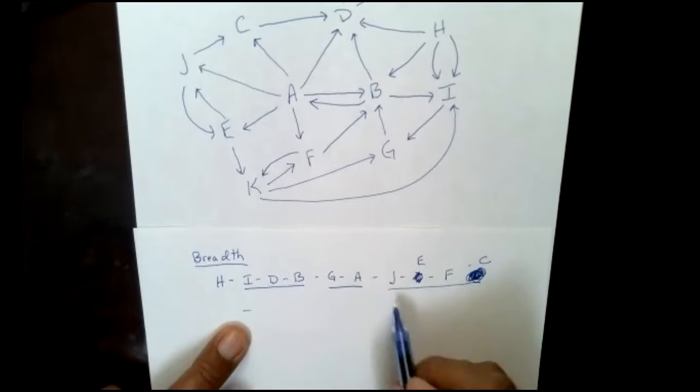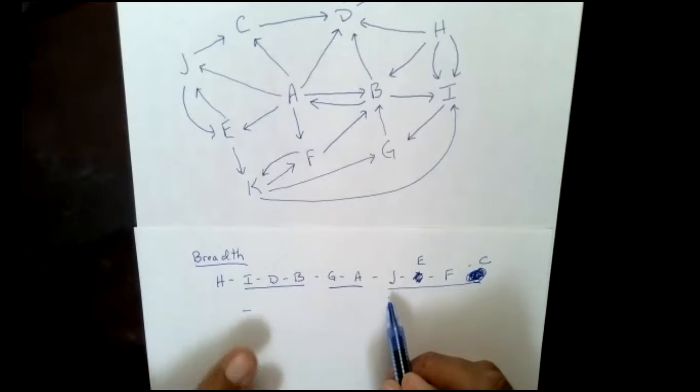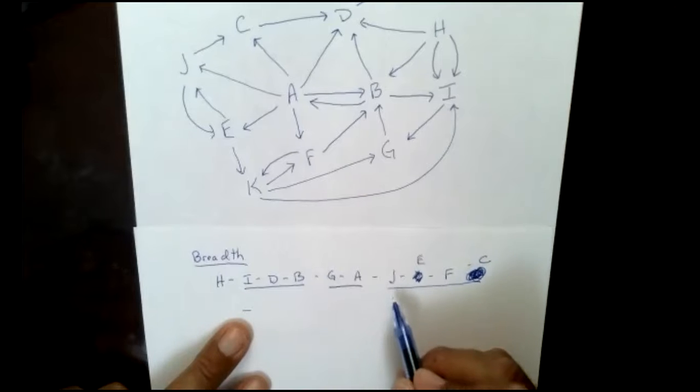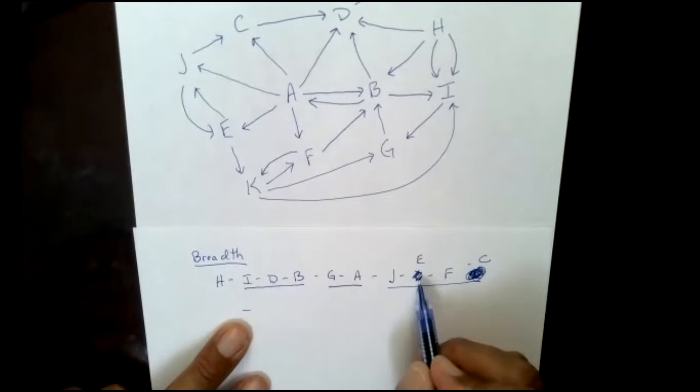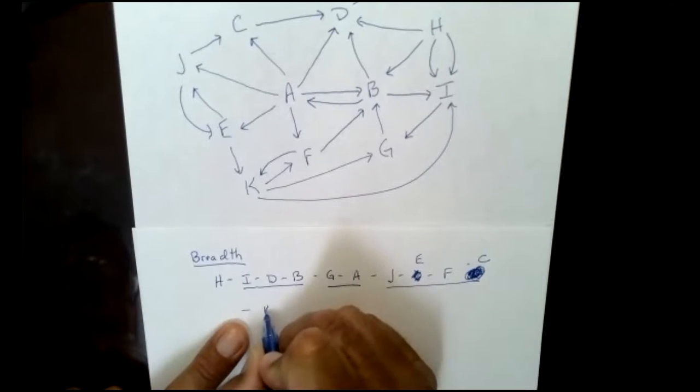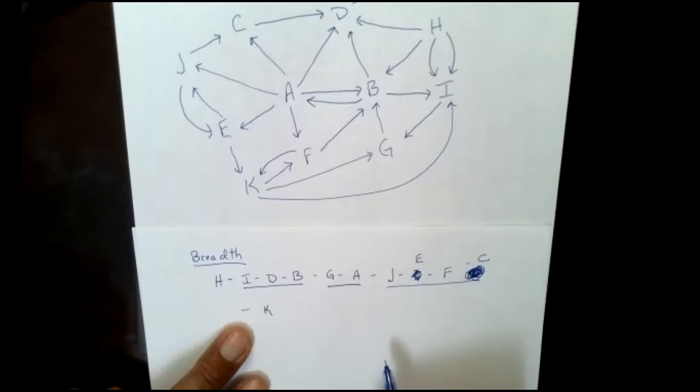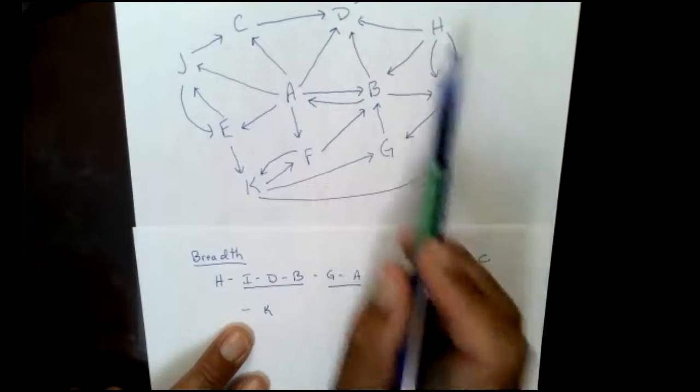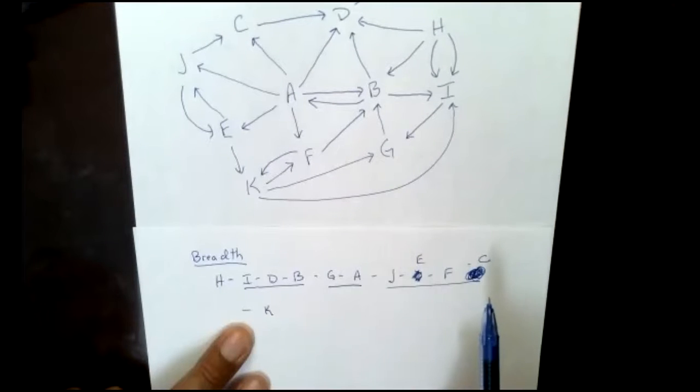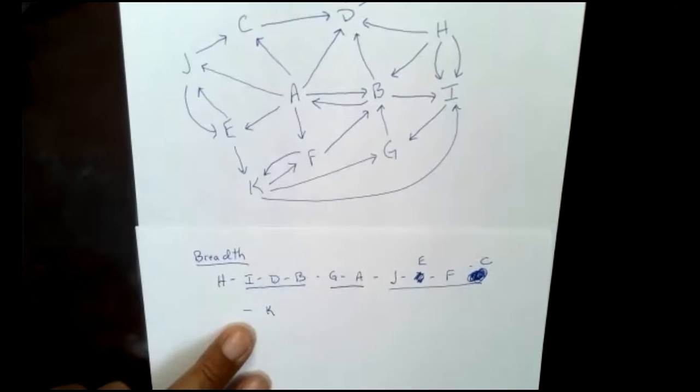All right. Can J go anywhere unique? Well, what's the last place I haven't visited yet? K, right? Can J go to K? No. Can E go to K? Yep. As soon as I write the K, I know I'm done because I have 11 vertices up here and I just hit a count of 11.